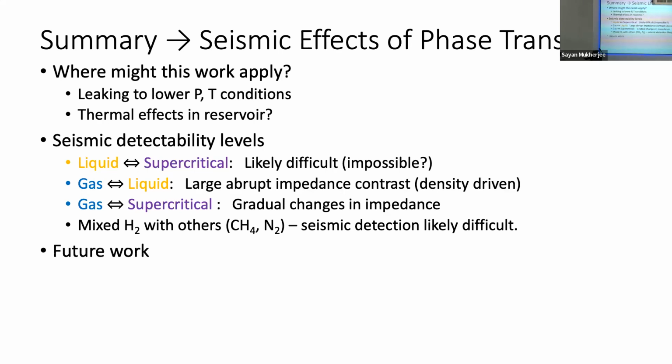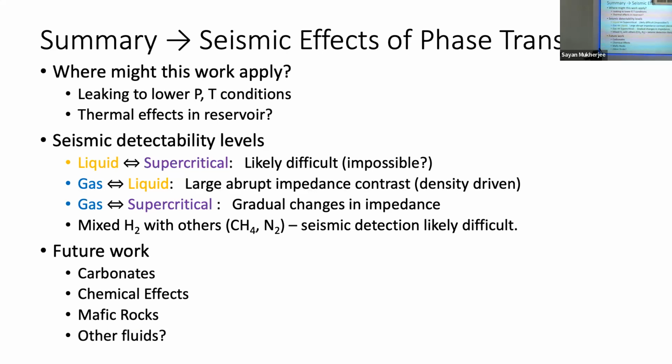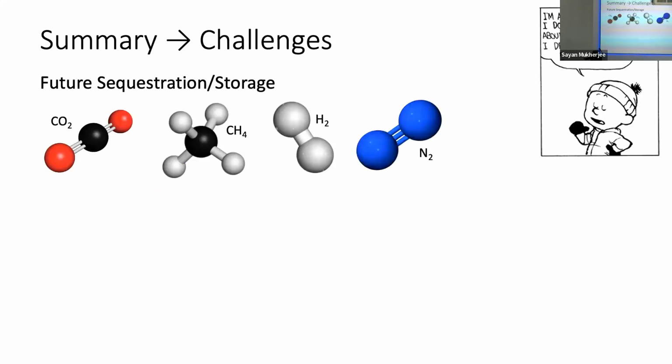So, future work. Well, we have some carbonates, but more carbonates would be interesting. I'd like to see how the rocks change more, and how that affects the seismic response with, say, hydrogen and with CO2, and then maybe some mafic rocks. A lot of people want to use those for geological sequestration too. And other fluids maybe we could look at. That's kind of a summary of where we're at.